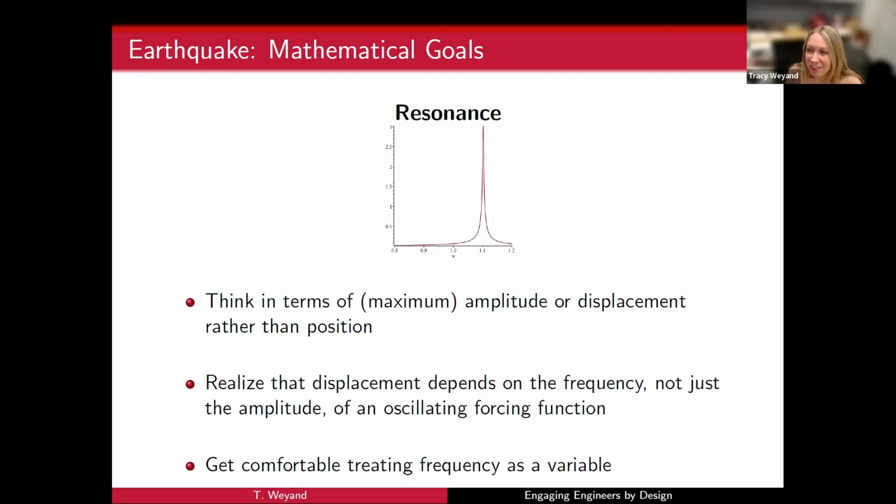One reason I think it's challenging is because they're used to thinking in terms of x of t. They're used to thinking in terms of maximizing their function rather than maximizing the amplitude or displacement. It is not intuitive to a lot of them that the displacement depends on frequency. They can immediately tell me, oh yeah, the stronger the earthquake, the larger the oscillation, the larger the forcing function, of course the building is going to move farther. It does not dawn on them in the least. It's hard to convince them that the frequency matters too.